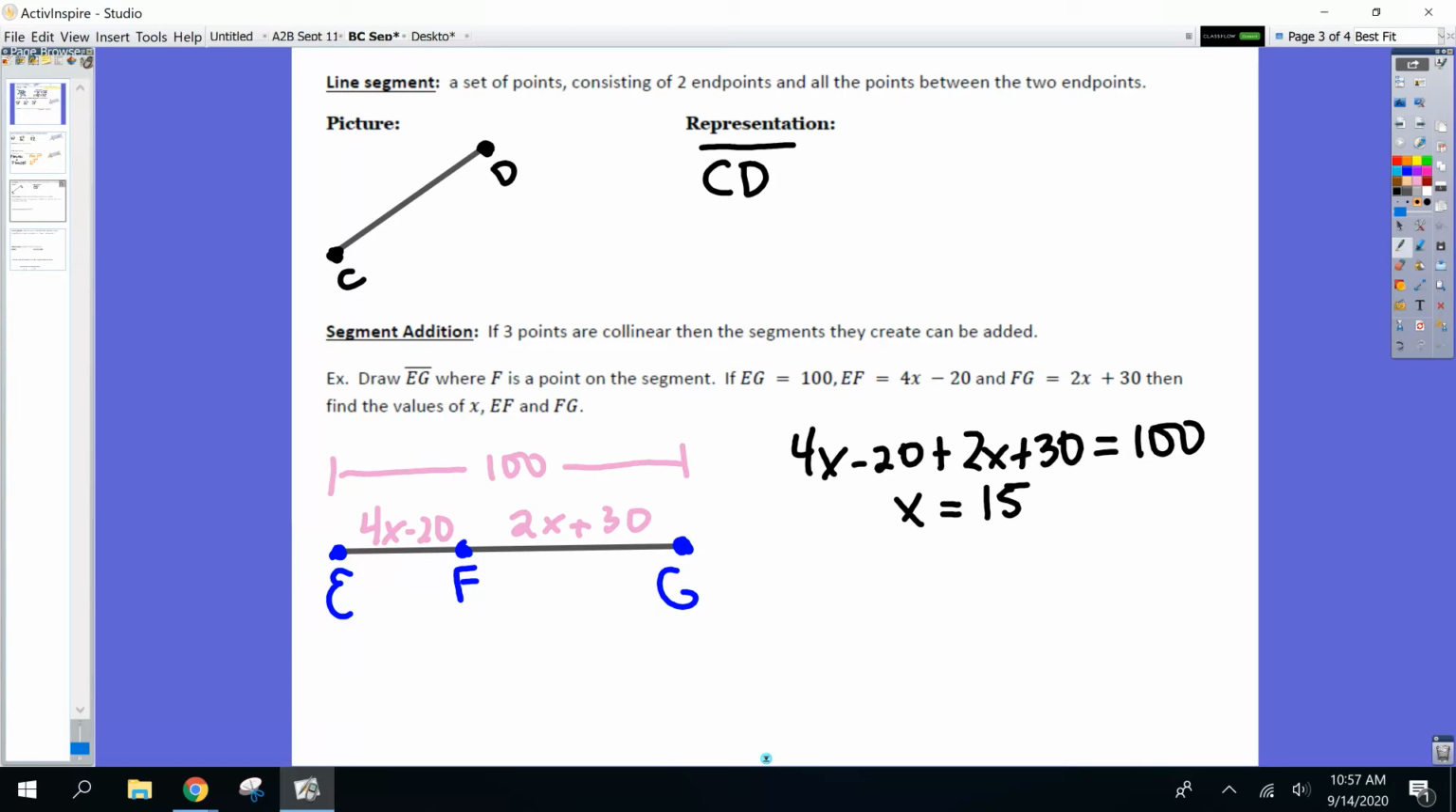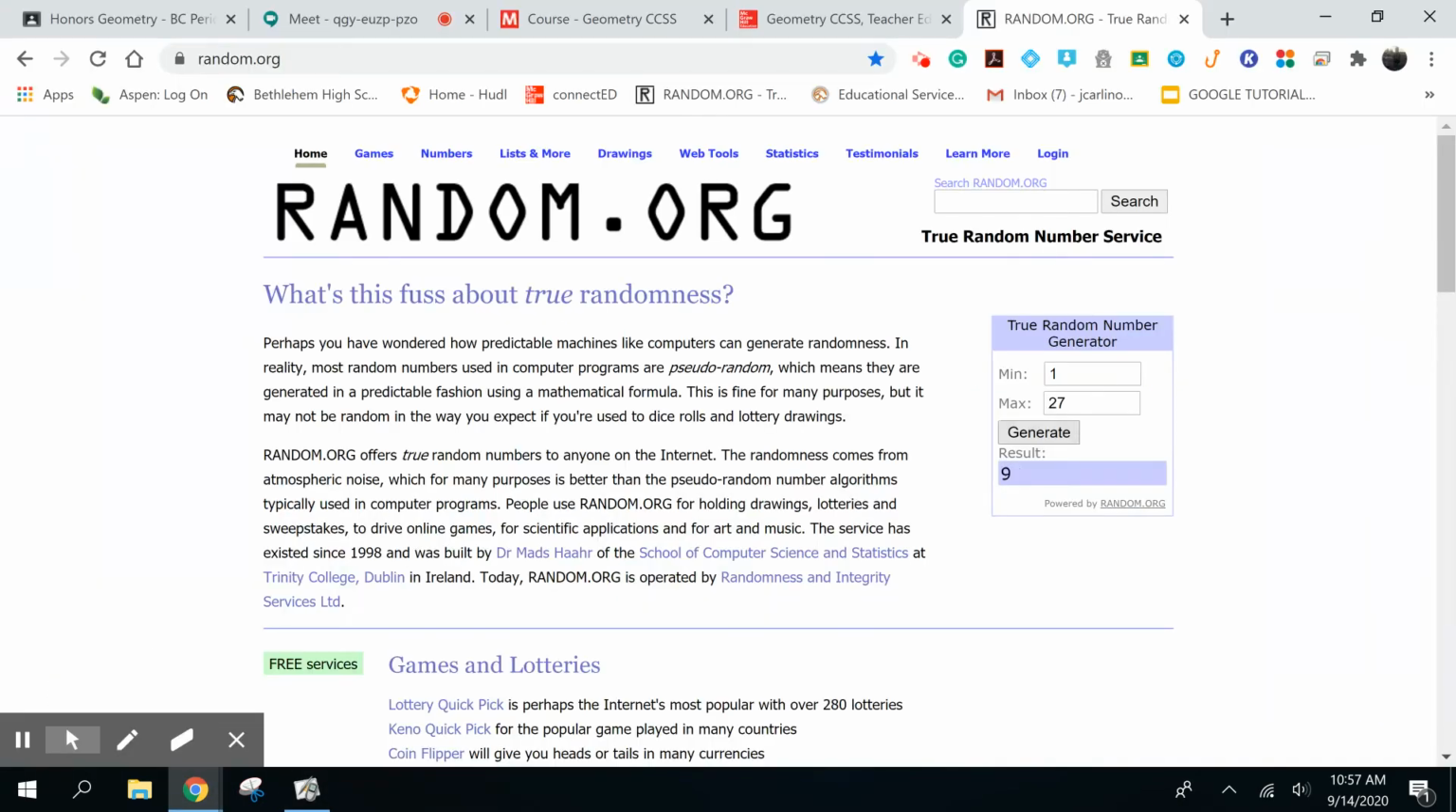Okay, that was one part. There's 2 more parts. Now I need to find what EF is. If I do end up calling you, I don't want the answer. I want to know, how are you finding the answer? How are you finding the length of EF?